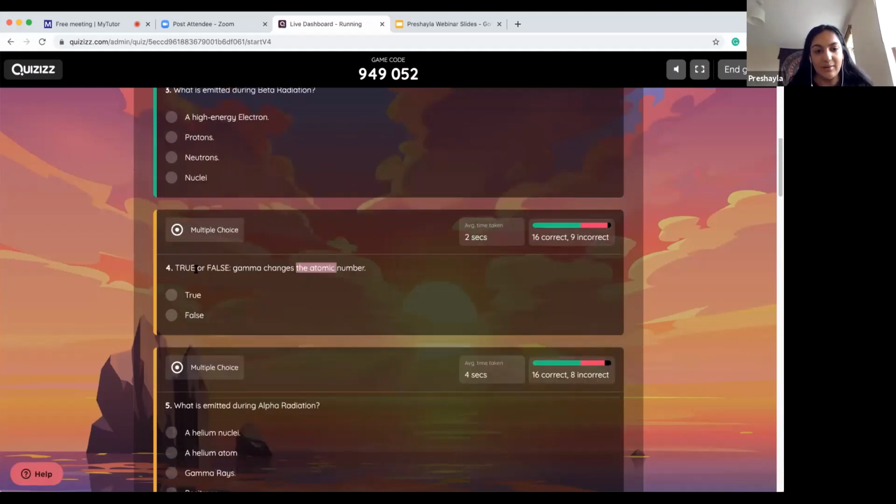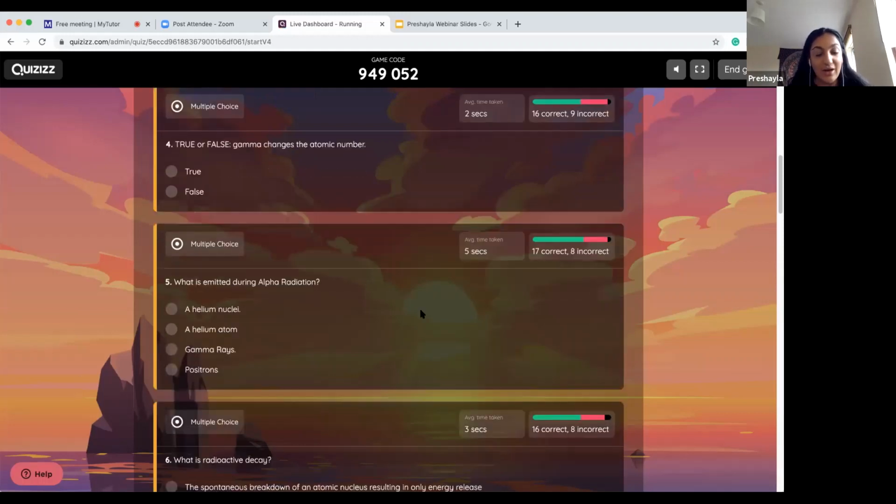Gamma changes the atomic number. Now, gamma is an electromagnetic wave. Okay, so all it is, is a wave. It's not particles, it's just simply a wave. So it looks like this. And because it has this nature, we say that it doesn't have any protons, it doesn't have any neutrons, it doesn't have any electrons. So it does not change the atomic number and it does not change the mass number. So that would be false.